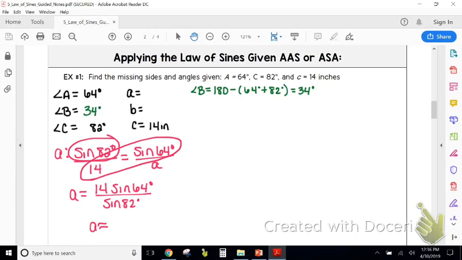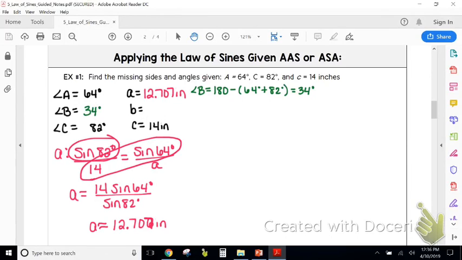All right, so what do we get for A approximately? Give me 3 decimal places. 12.707. All right, sine 64. And don't forget to label. Divided by sine 82.